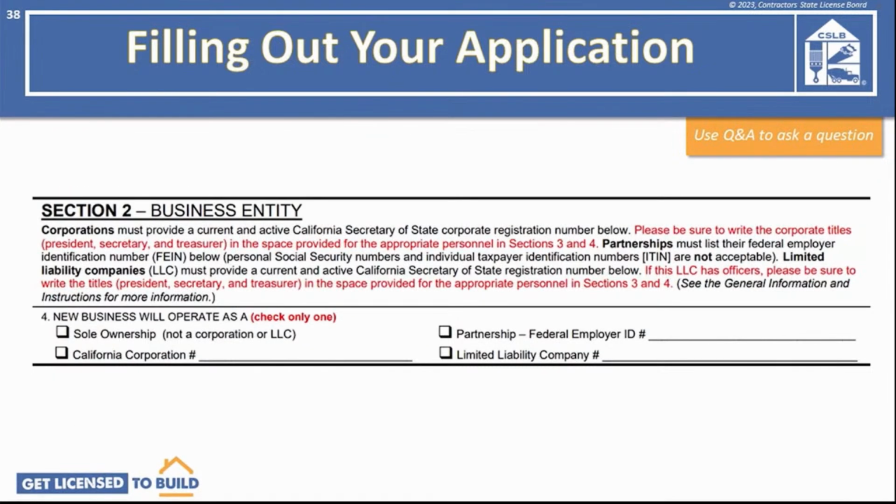In Section 2, you will select your business entity. If you're applying as a corporation or LLC, you will need to provide your registration number provided to you by the Secretary of State.